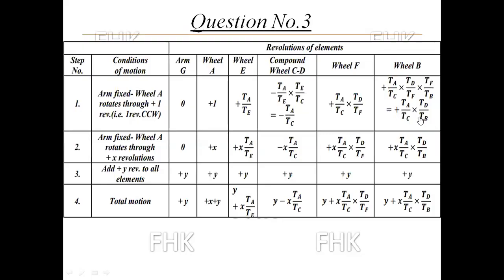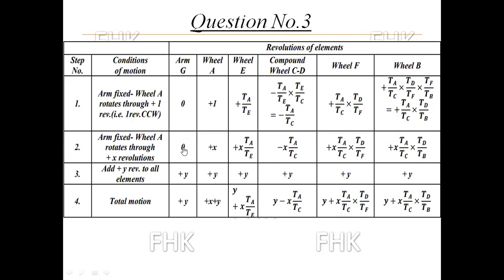Don't make a mistake in finding the speed of these values. If these values are wrong, your complete answer will be wrong. So the first row is very important and the last row is very important.